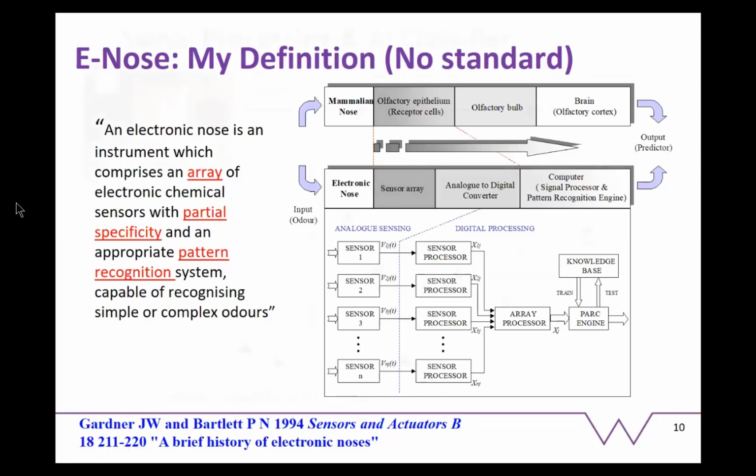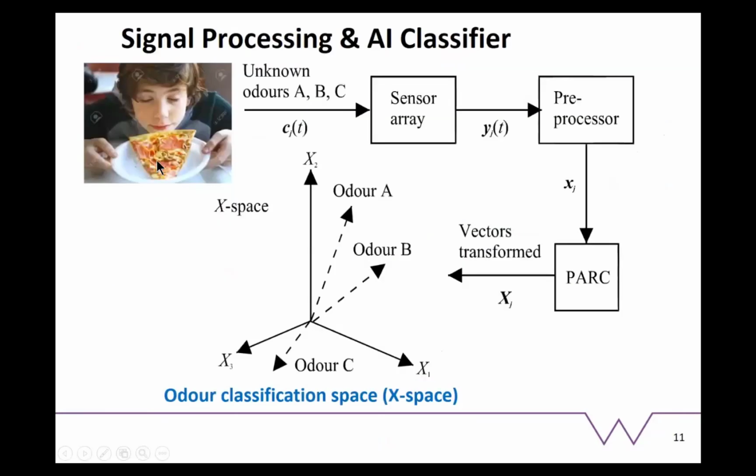In terms of process overview, when you smell something, here's a pepperoni pizza, the array of sensors will respond to it and produce a time-dependent signal. We generally pre-process that to try and extract features from it that are independent of time. Then we use a pattern recognition method, and we transform those into classification space, or odor space.